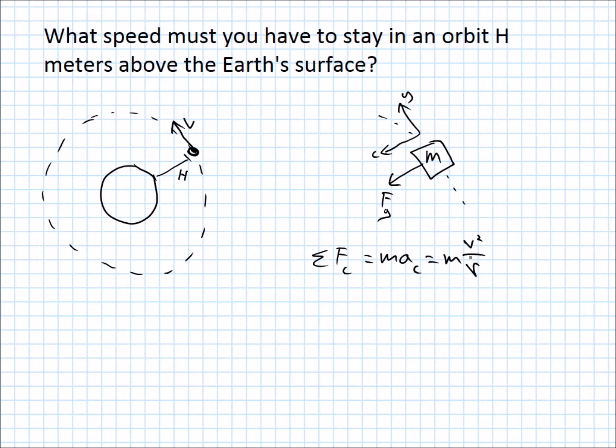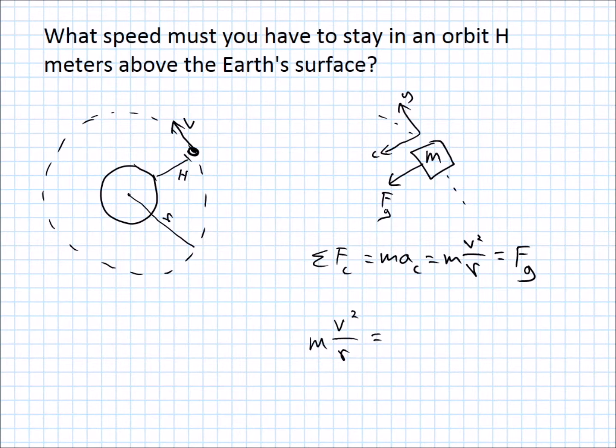So now that I've done that, I should probably represent the radius of the circle in my problem. And so it'd be from the center of the Earth there. Okay, and I also know that from my problem, the sum of the forces in the C direction is just Fg. So looking at this, we have that mv squared over r is equal to the force of gravity.